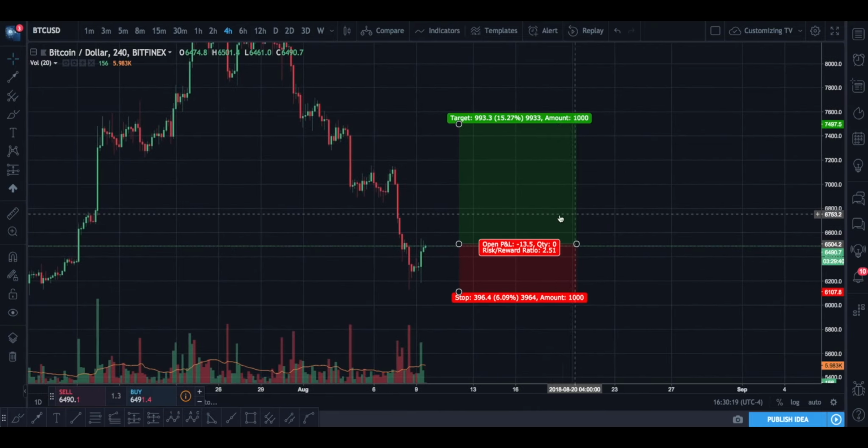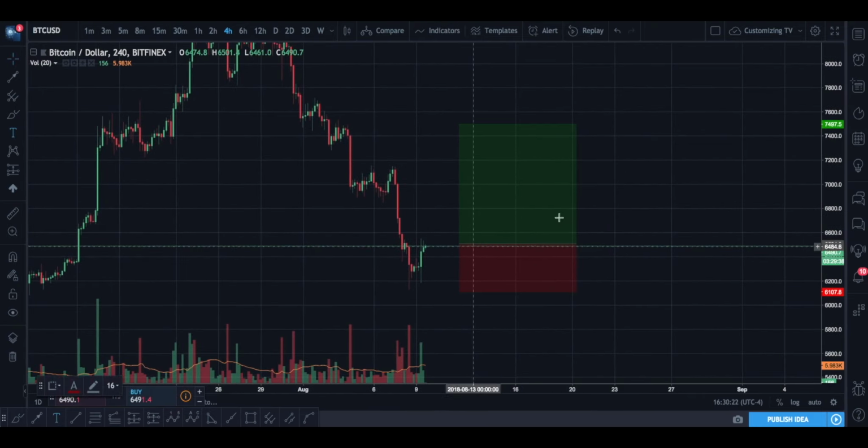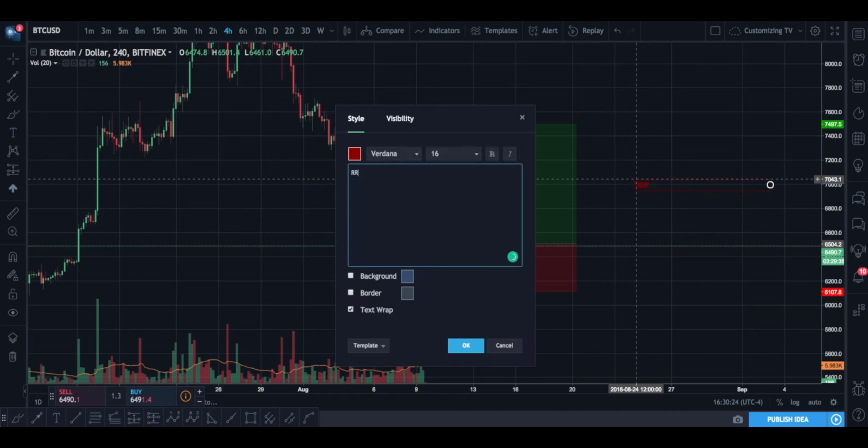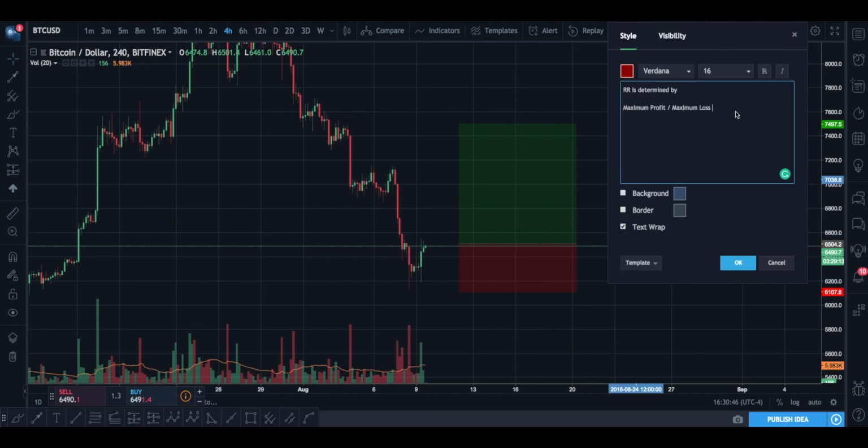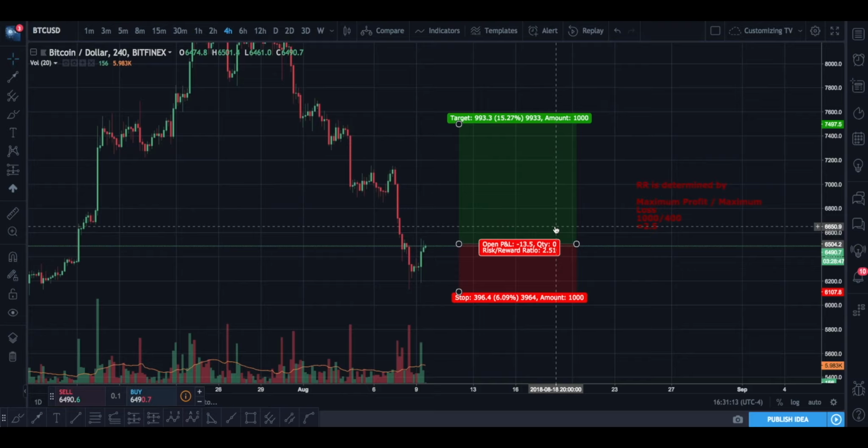So let's go over our formula again so we're clear. Your risk to reward ratio is determined by your maximum profit divided by your maximum loss. So in here we have a maximum profit of $1,000, and you are risking to get that having a maximum loss of 400. So when you divide that, you get 2.5. There you have it, a 2.5-to-1 risk to reward ratio.